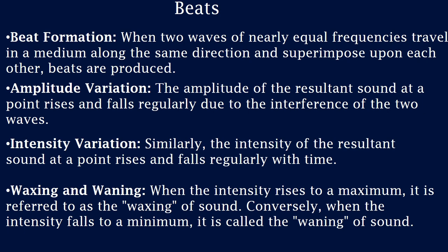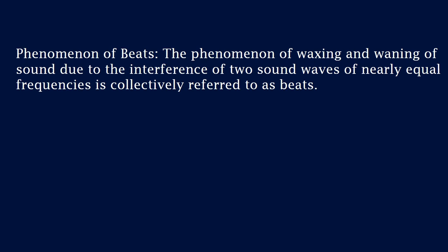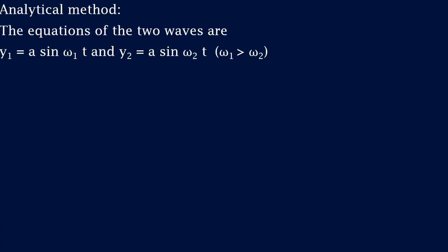Waxing and waning. When the intensity rises to a maximum, it is referred to as the waxing of sound. Conversely, when the intensity falls to a minimum, it is called the waning of sound. Phenomenon of beats: the waxing and waning of sound due to the interference of two sounds of nearly equal frequencies is collectively referred to as beats. Beat frequency: the number of beats produced per second is called the beat frequency. It is equal to the difference in the frequencies of the two waves causing the beats.